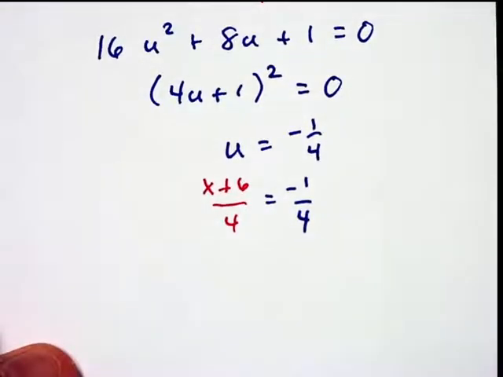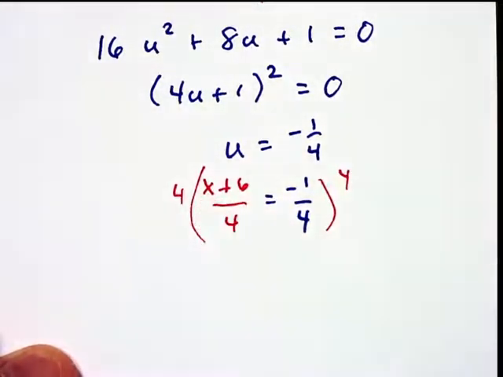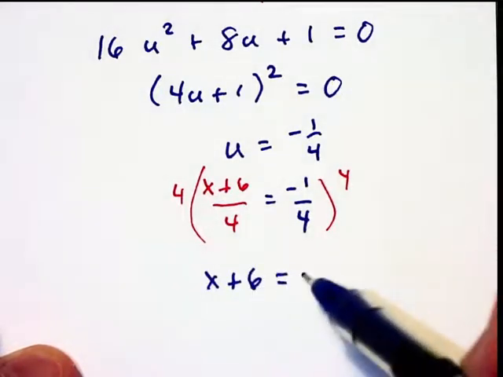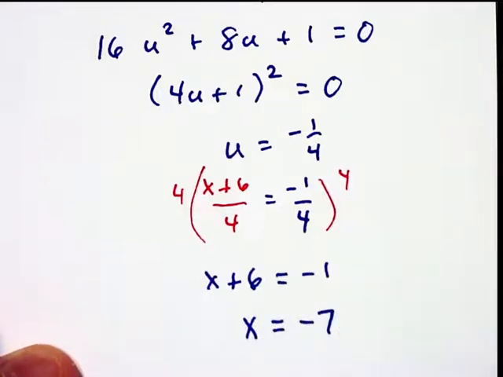Now I can either, well actually instead of cross multiplying, let's just multiply through by 4 on each side, and that will eliminate the denominators and give us x plus 6 equals negative 1, and we can see that x is equal to negative 7.